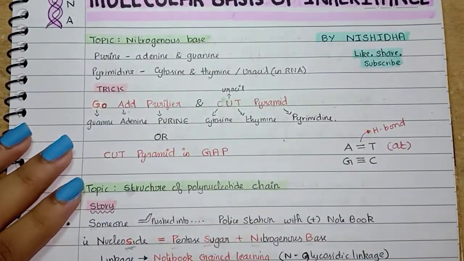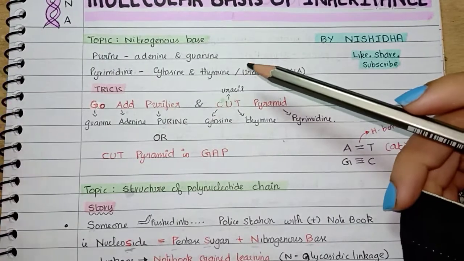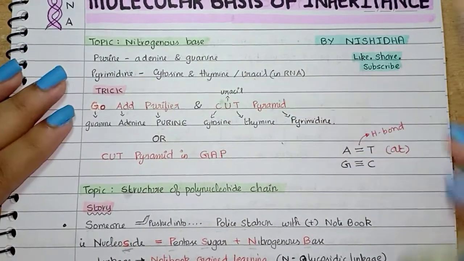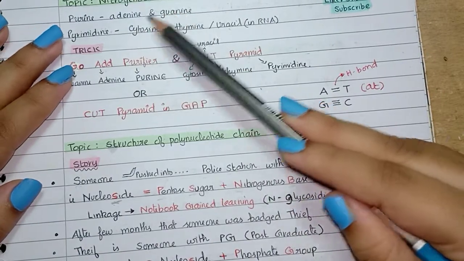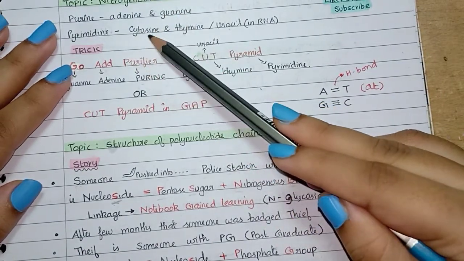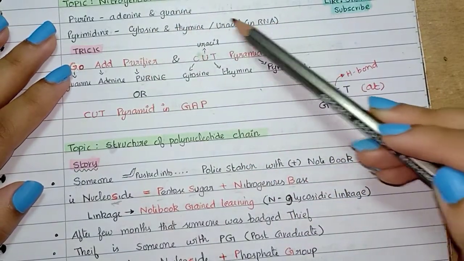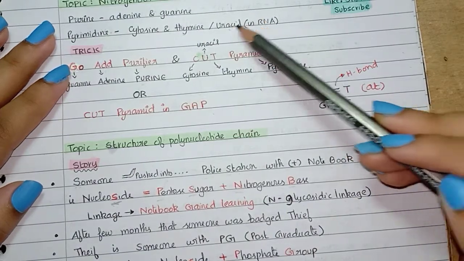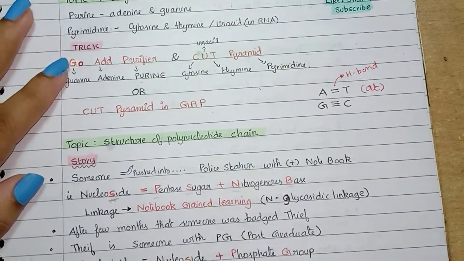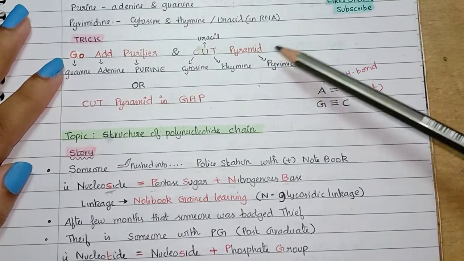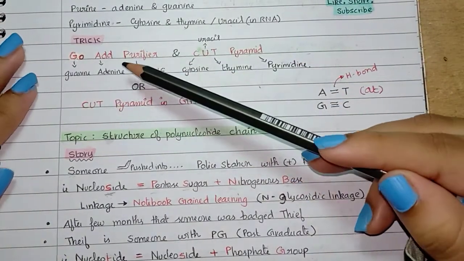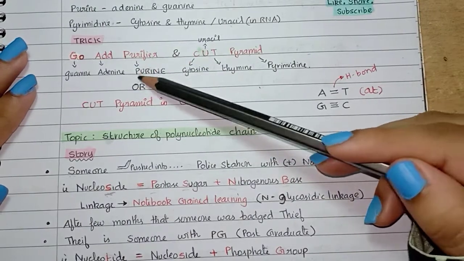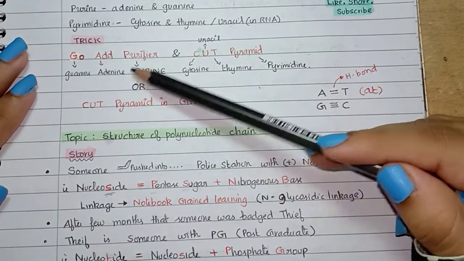First topic is nitrogenous base. Many of you may know the trick of this, but still I am telling you. First is purine. It consists of adenine and guanine, and pyrimidine is of cytosine and thymine, and in case of RNA it is uracil. So the trick is go add purifier and cut pyrimid. Go add purifier means go for guanine, add adenine, purifier, that is purine. So purine consists of guanine and adenine.